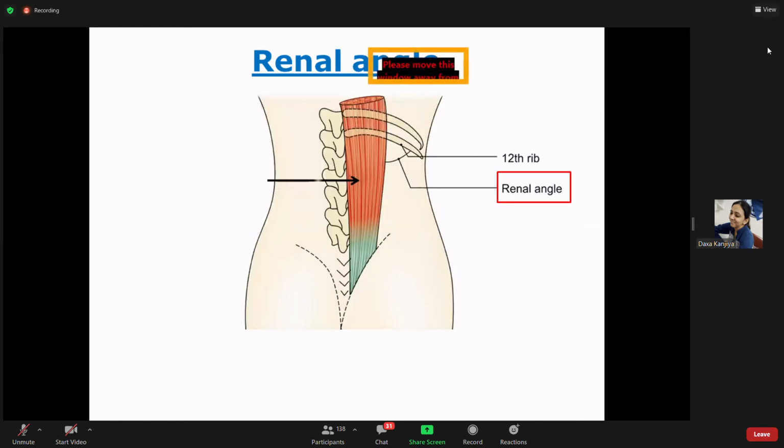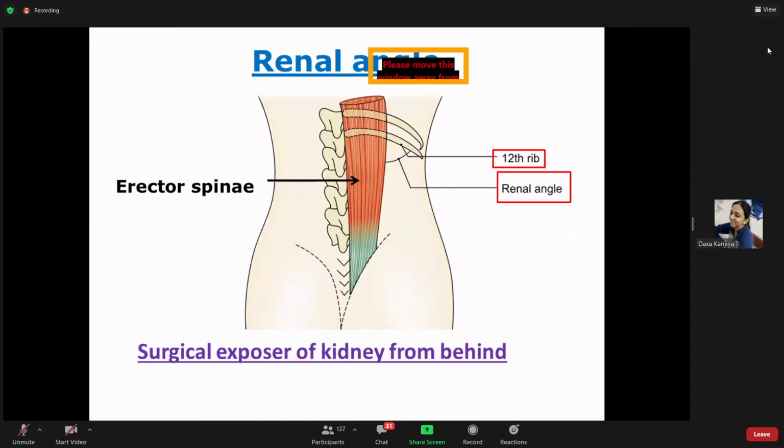Second important thing is surgical exposure. This renal angle is used for the surgical exposure of the kidney from behind. Oblique incision is kept over the renal angle, and then kidneys are exposed surgically. So this is the second important thing. But as I told you, the importance of the 12th rib on the right side as well as left side with the relations with the pleural cavity, right? So this incision is kept obliquely from the lower border of the 12th rib.